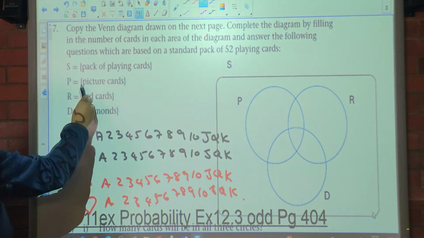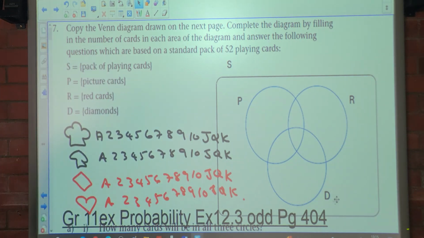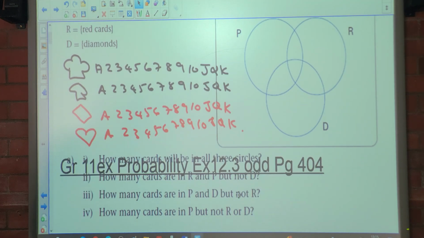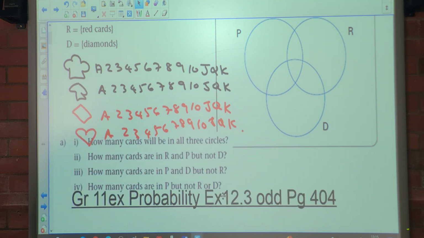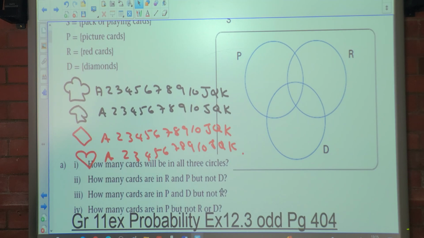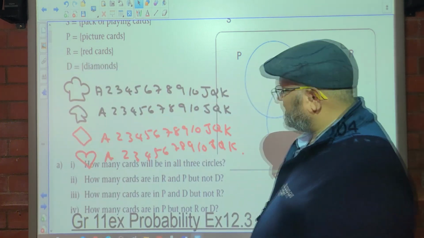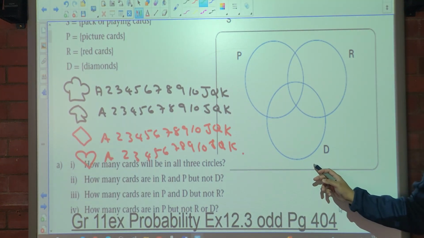A is your sample space, or the pack of playing cards, whilst P is your picture cards, R is denoted to be your red cards, and D is your diamonds. The question says, how many cards will there be in all three circles? So in other words, a card must be a picture card, it must be a red card, and it must be a diamond card.